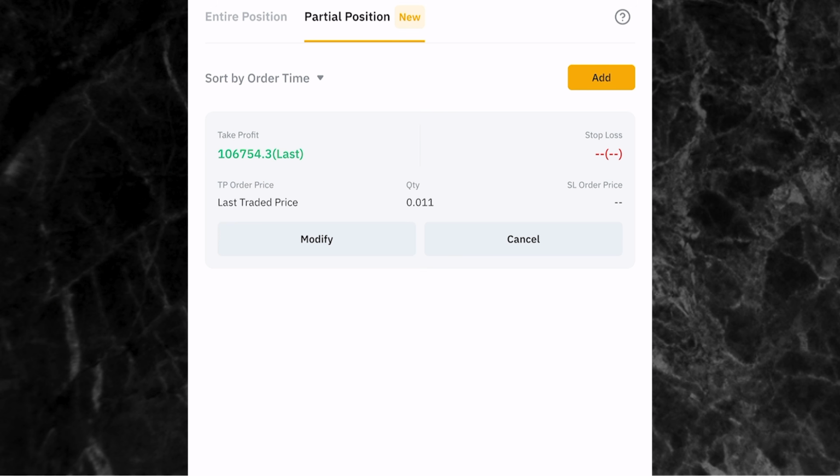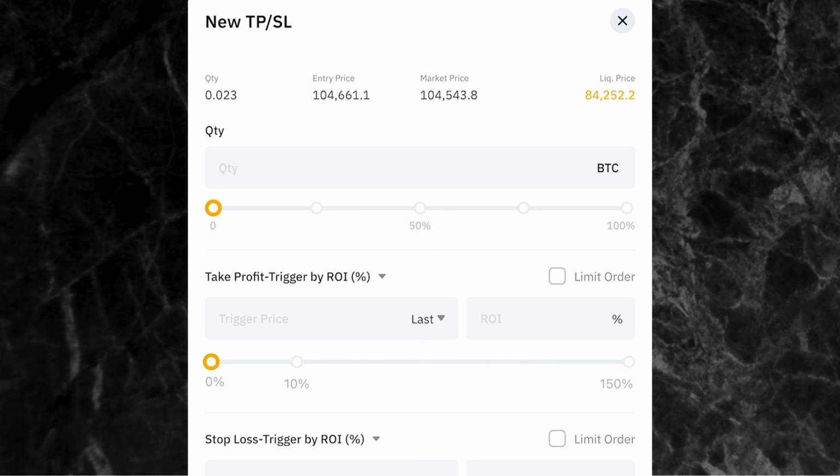Now let's say you want to set another take profit for the remaining half in your wallet. Let's go back and click on add. The reason why you want to do this is because by the time the first take profit is executed, you'll still have half of your capital left in your trade that is still running.